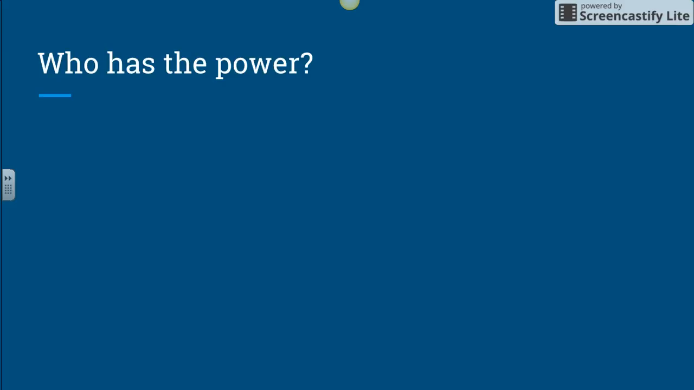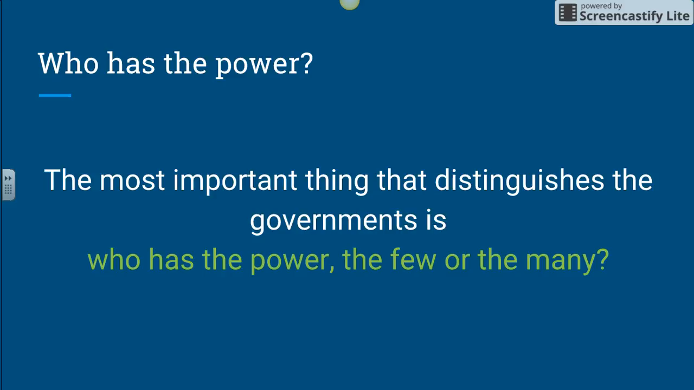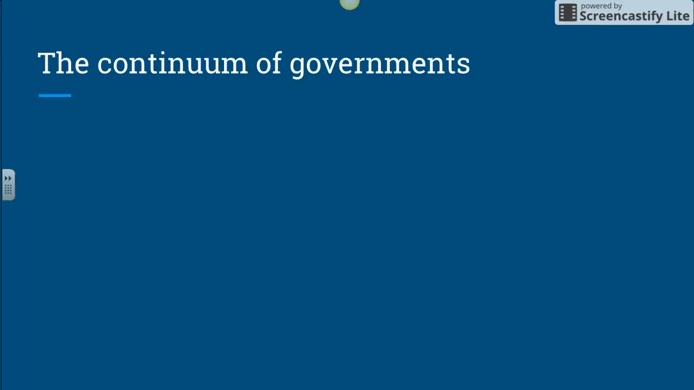Let's look at the question of who has the power. The most important thing that distinguishes the governments is who has the power, the few or the many. I like to think about it as a continuum of governments. I'll say that word again, continuum.